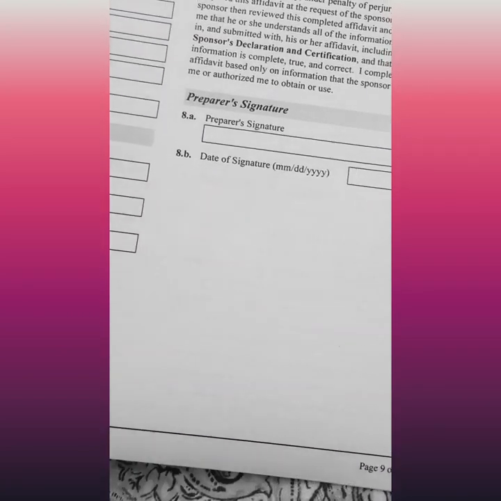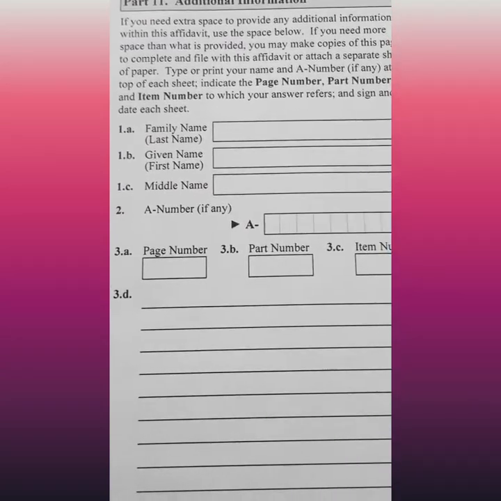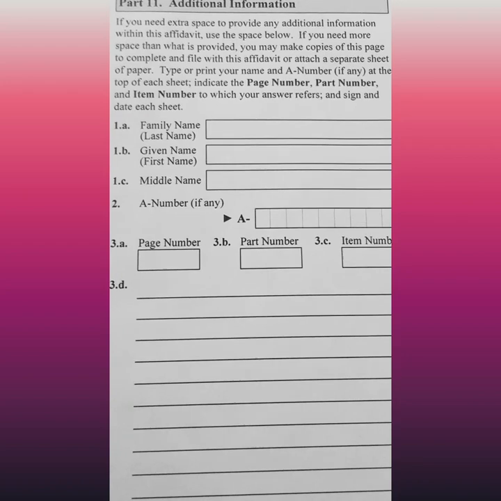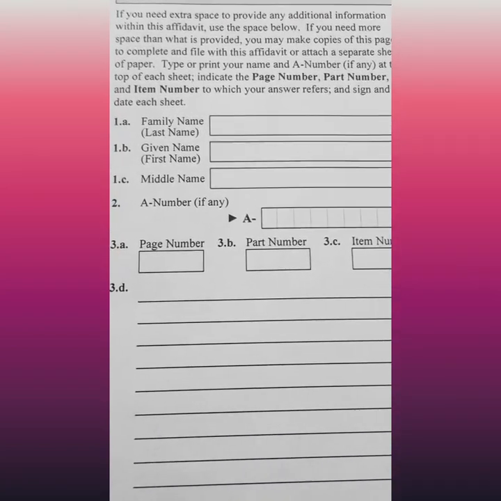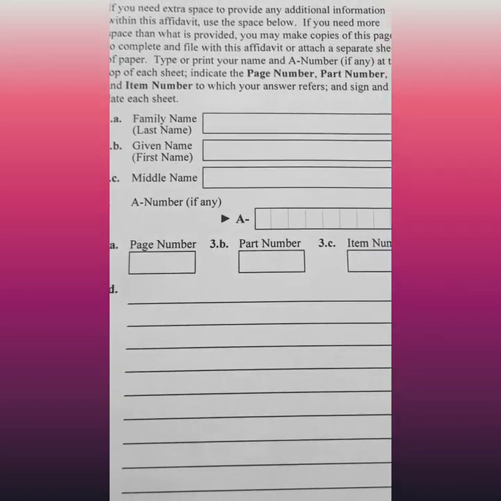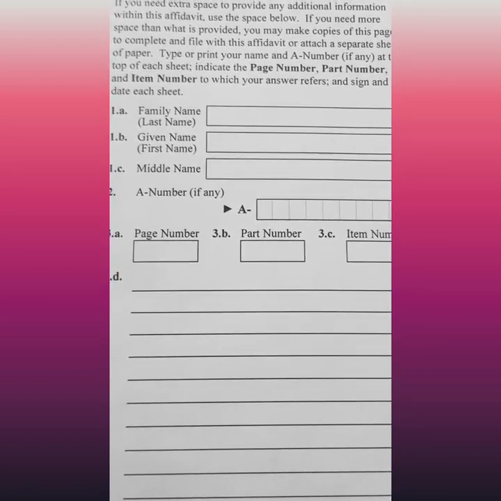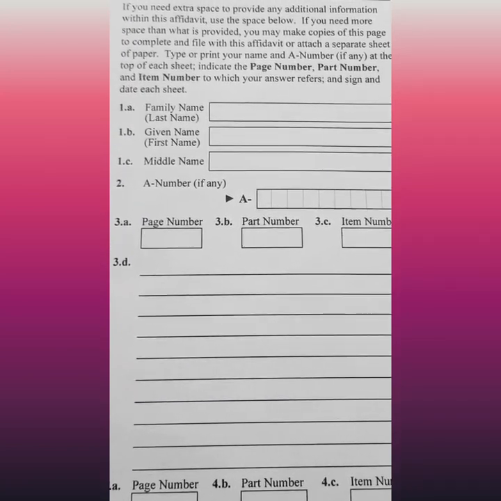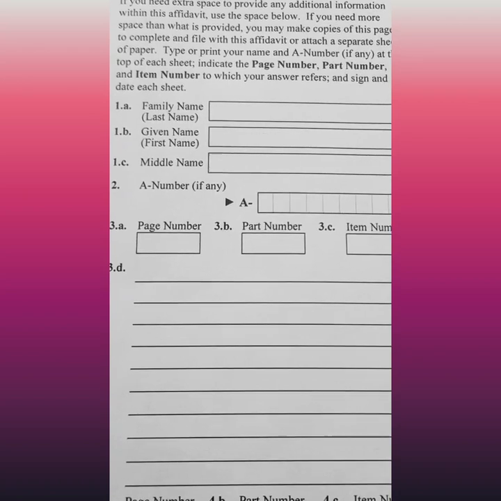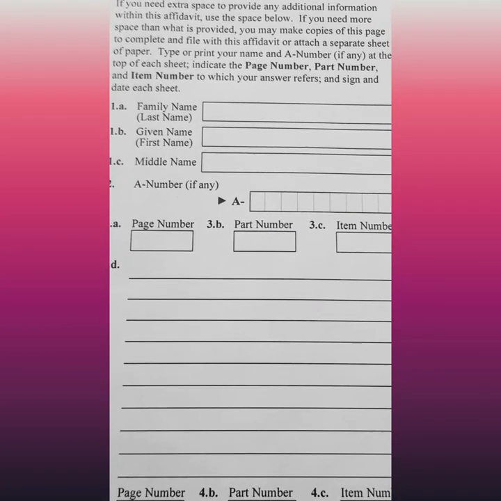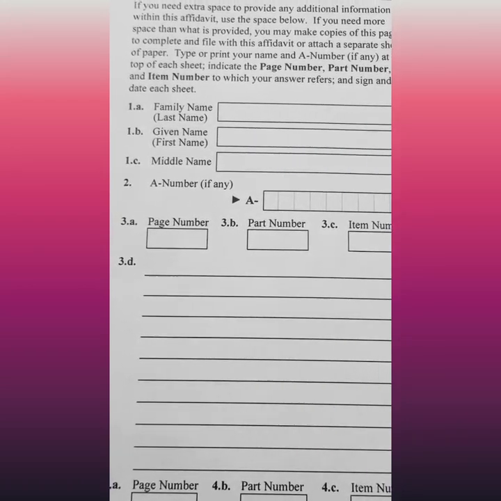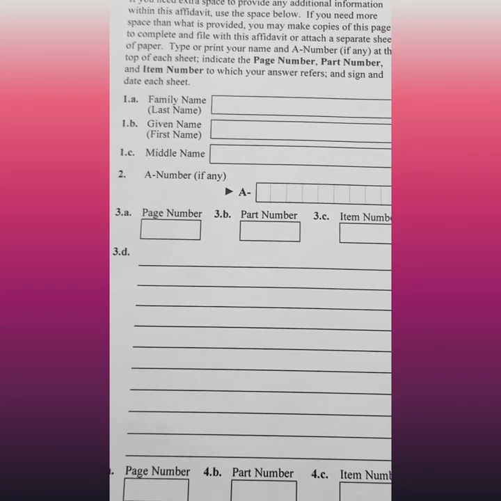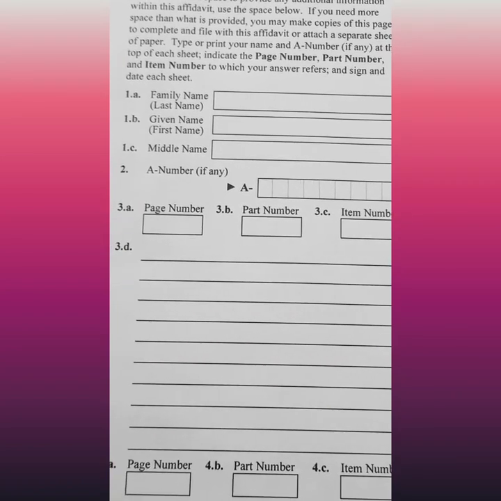So we move over to the next one. I think that's the last one, if I'm not mistaken. Yeah. So we move over to Part 11. Part 11 is talking about additional information. It says, if you need extra space to provide any additional information within this affidavit, use the space below. If you need more space than what is provided, you may make copies of this page and complete and file with this affidavit, or attach a separate sheet of paper. Type or print your name and A-number, if any, at the top of each sheet. Indicate the page number, part number, and item number to which your answers refer, and sign and date each sheet.